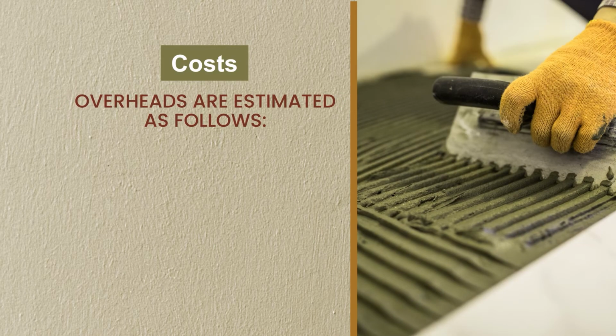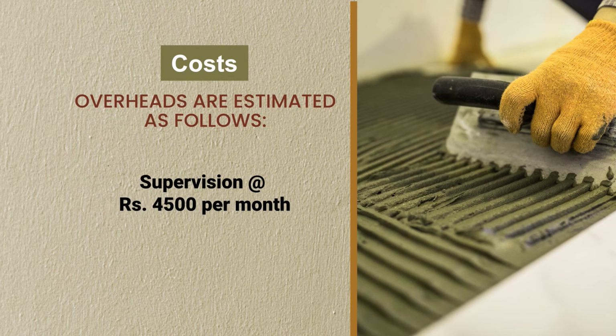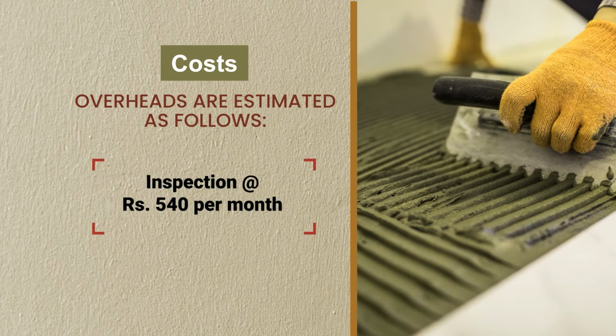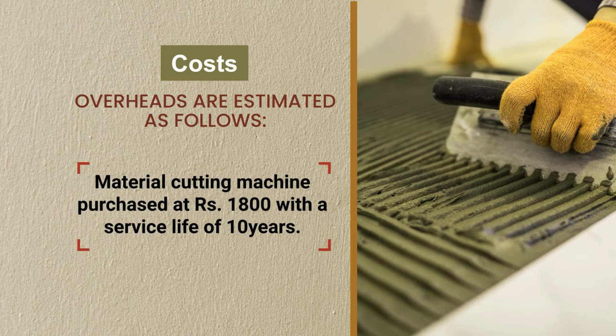But then there are other costs also, as I said, fixed costs. So I'm giving details about them. Supervision costs the company 4,500 rupees per month, inspection costs 330 rupees per month, factory rent is 2,400 per month, other expenses are 240 rupees per month, and a material cutting machine was purchased at 1,800 rupees with a service life of 10 years, so that needs to be computed as a fixed cost because it's a capital expenditure.